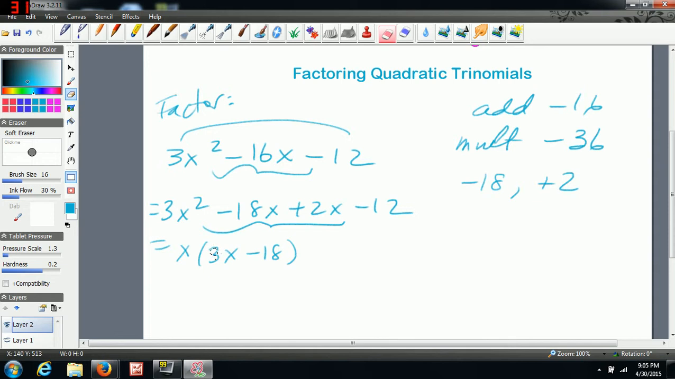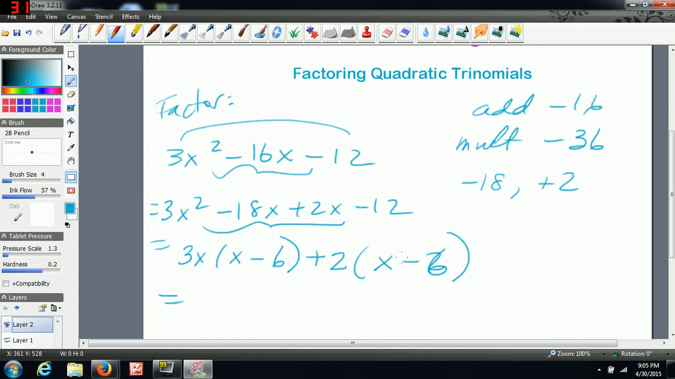So we're going to change this part a little bit. You want to factor out the biggest thing you can out of the first two. And actually the biggest thing I can factor out is 3x, because that would give me x minus 6. So 3 does go into 18, so I could factor it out from both. And then over here, the biggest thing I could factor out of these two is just 2. I can't factor out the x because there's no x here. So that would be x minus 6.